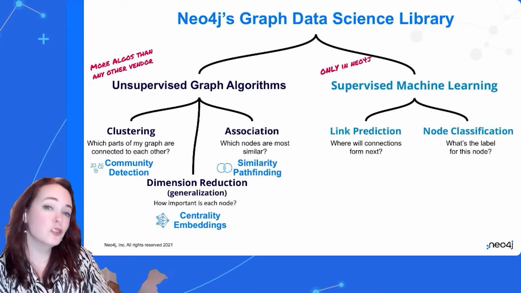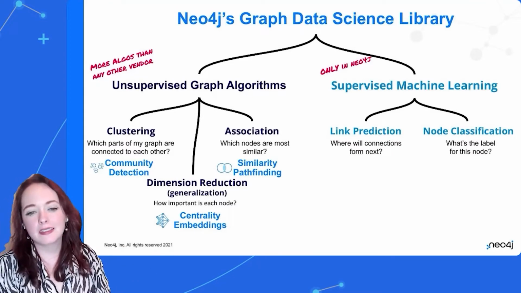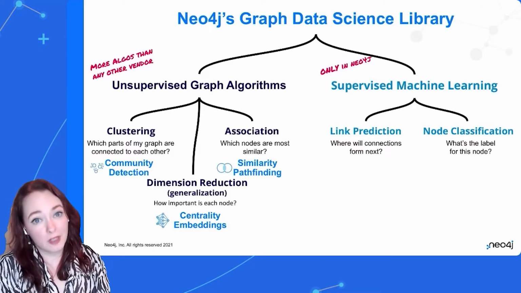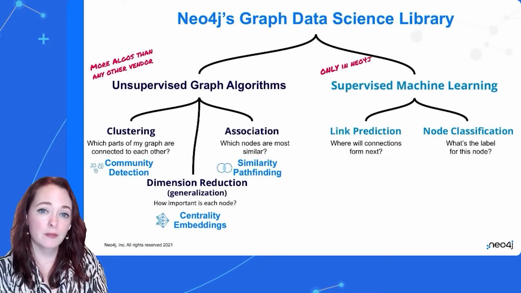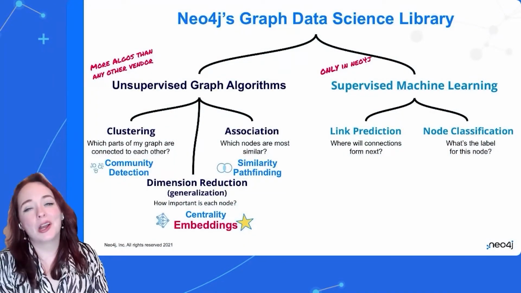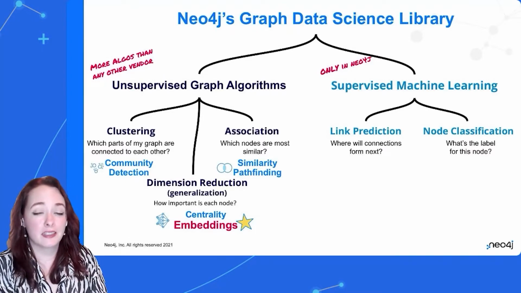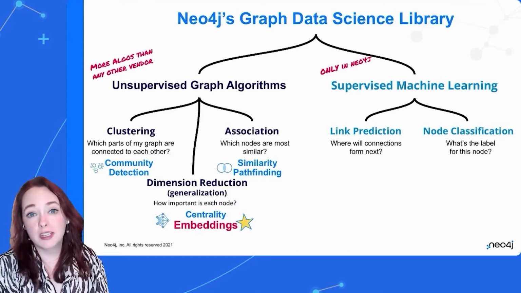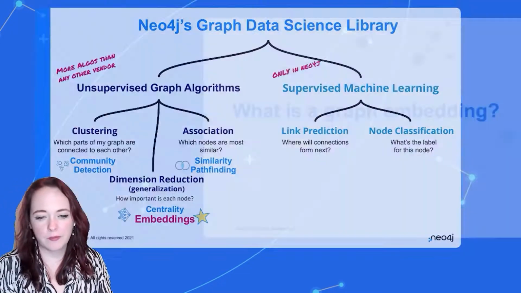When we talk about the Graph Data Science Library, what algorithms we have on offer, we typically break it down into the unsupervised graph algorithms, where you don't necessarily need labeled data. This is things like clustering, association, and dimensionality reduction. And the supervised machine learning algorithms. And these are about using your graph structure as your labeled data and making predictions. In this webinar, we're going to be talking about graph embeddings. And what graph embeddings are is they're basically a technique for dimensionality reduction that let you figure out, given all of the data in my graph, what are the features I need to be able to do machine learning.